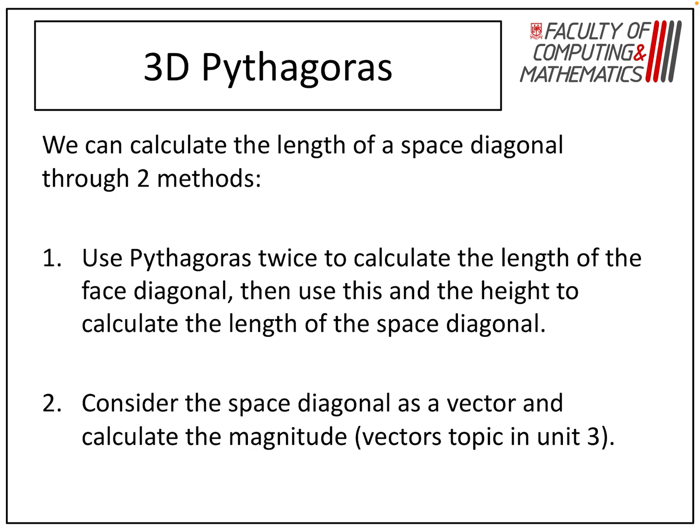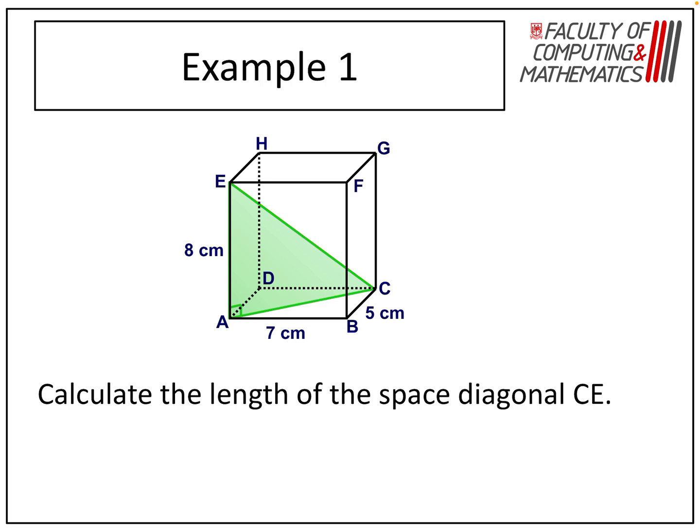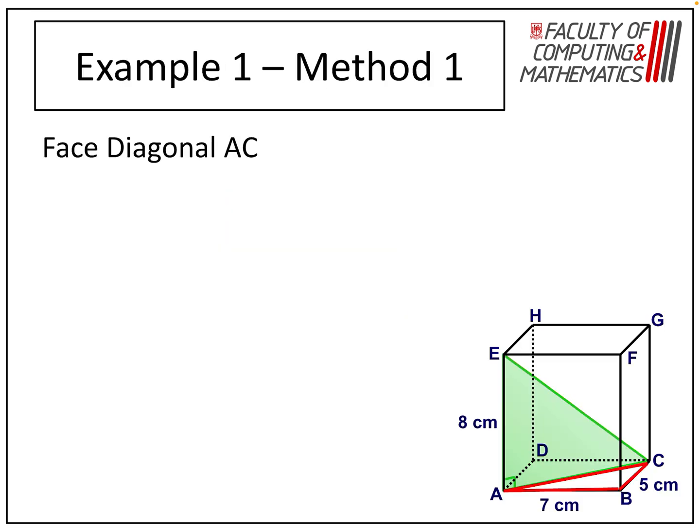so don't worry too much if you don't understand that yet. So first of all, for example 1 there, we are given the cuboid with dimensions 5, 7 and 8 centimeters, and we are asked to calculate the length of the space diagonal denoted by CE. So what I'm going to do here is show you how to apply both of those methods. So method 1, just a reminder, was where we calculate the length of the face diagonal, then the space diagonal.